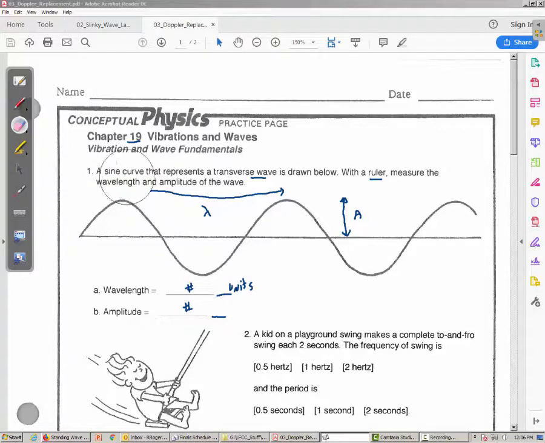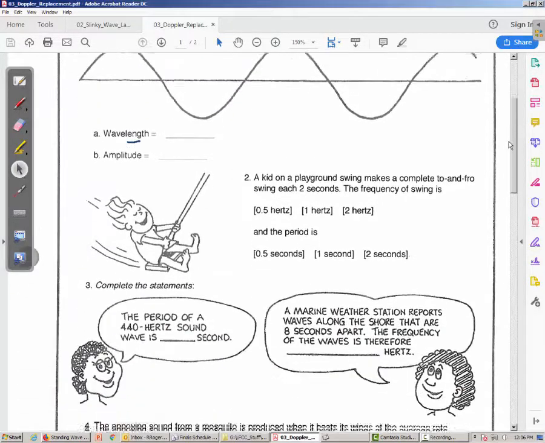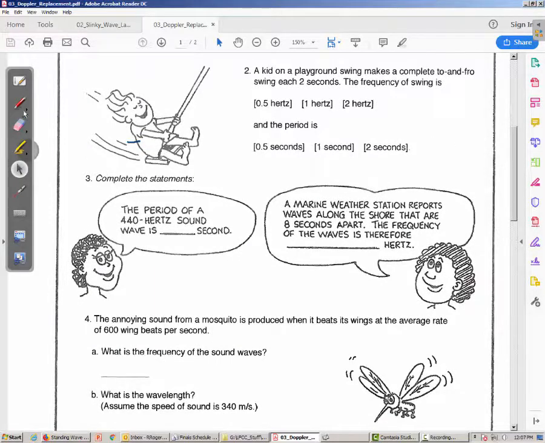Then we're going to get a little bit of practice converting between frequency and wavelength, kind of like we did in the last lab. We're going to come down here a little bit further, and we're given a swing going back and forth, and we see 2 seconds, and the unit tells me that we're talking about a period, not a frequency, and period is just the inverse of frequency. So go ahead and answer these guys.